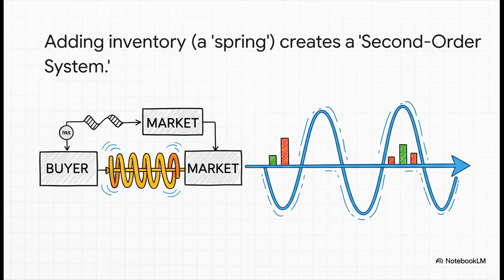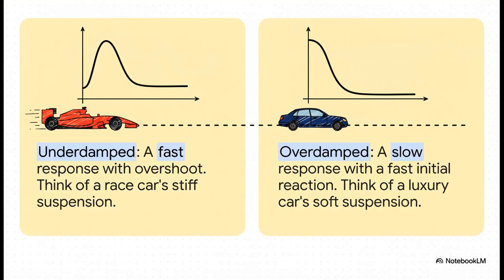And it's that spring, that ability to store goods and then release them later, that gives the system the power to oscillate. It can overshoot its target and then swing back, creating the kind of trade cycles we see all the time. And how the system responds to a shock all depends on the balance between that friction and the inventory.